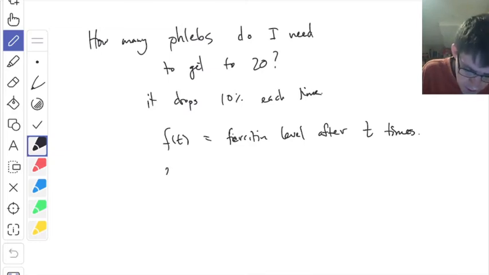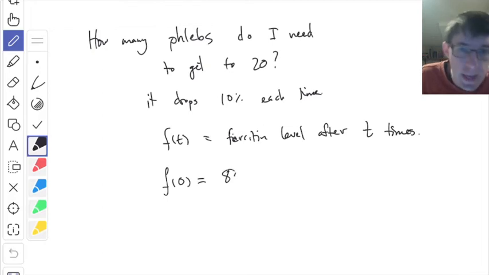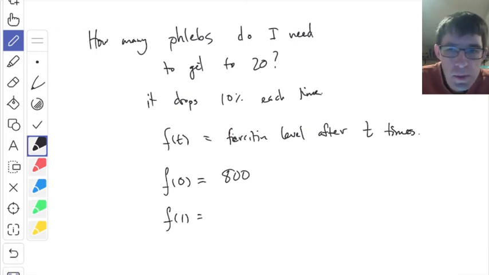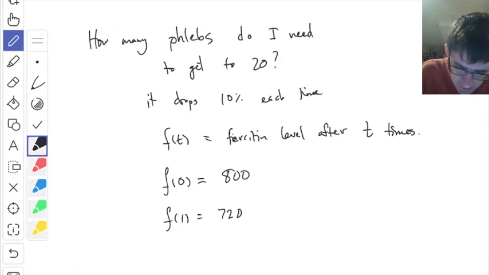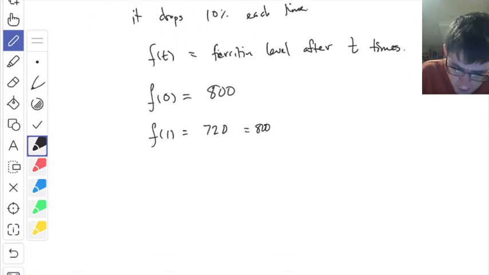So we could say this immediately: f of 0 is 800. That's after not doing it at all. I would start at 800. Anybody want to say what we predict f of 1 is going to be? It's supposed to reduce by 10% every time. 720. Yeah. How did you do that? I just took 10% of 800 and then subtracted. Right, it would be 800 minus 80, which is 10% of 800. That's how you get 720.